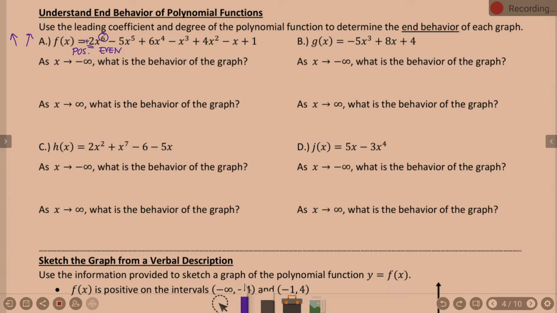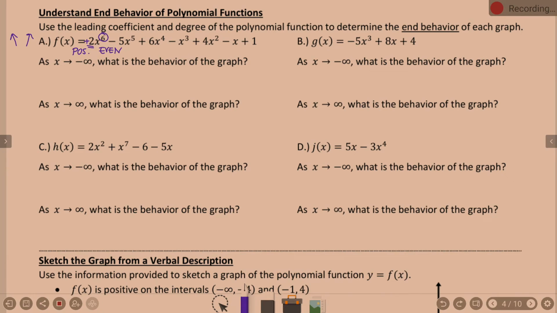Okay. Now, they're going to ask me 2 questions. As x, and this arrow means approaches, as x approaches negative infinity, what is the behavior of the graph? And as x approaches positive infinity, what is the behavior of the graph?